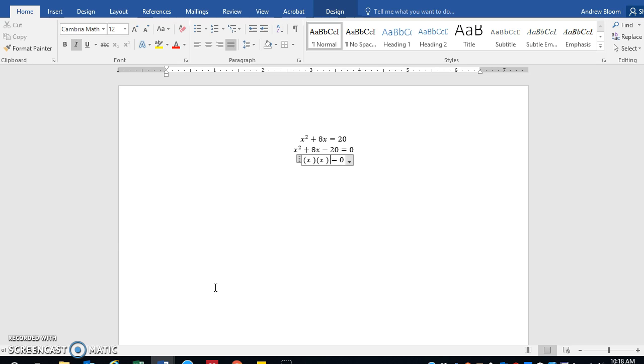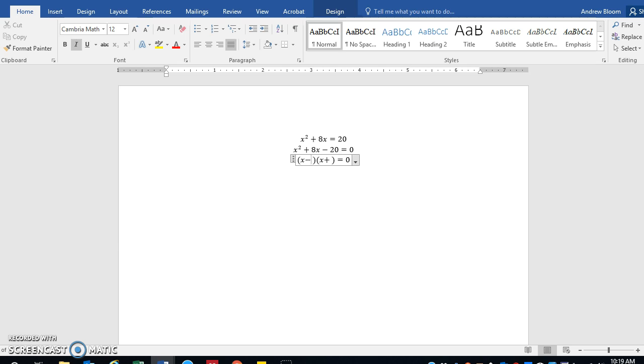Based on FOIL, the first two terms in this case have to be x and x, because there's no other way for us to multiply two things together and get x squared. Our last two terms are going to have to multiply together to be equal to negative 20. If they're going to be negative, one of them has to be positive and one of them has to be negative. That's the only way we're going to multiply two numbers together and get a negative value.